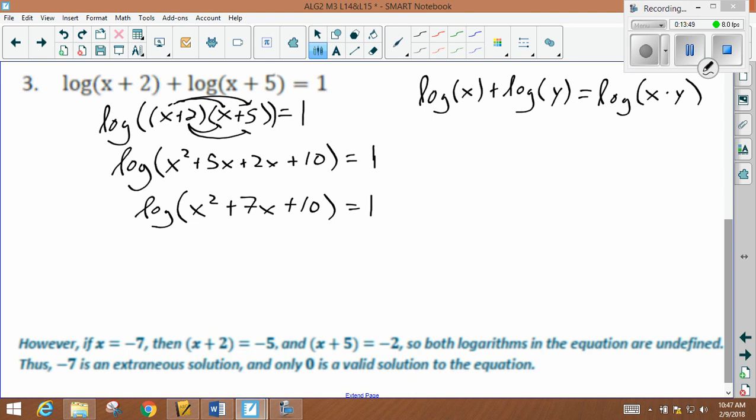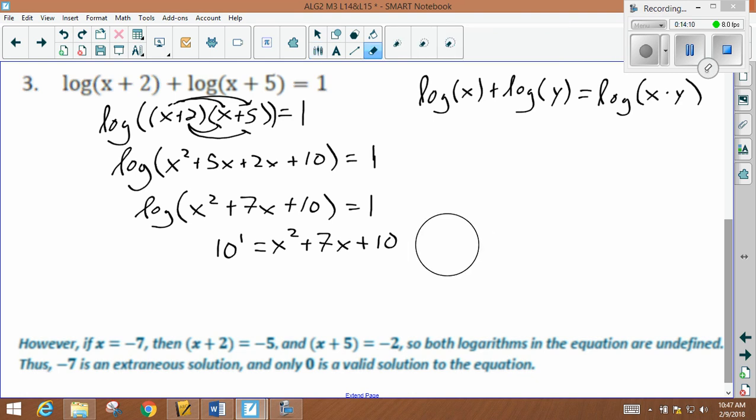And now it's time to write it as an exponential equation. Log base 10, so this says 10 to the first power is equal to x squared plus 7x plus 10, or equals 1. Oh my god, I'm screwing that up. My brain just went to dropping equal signs.